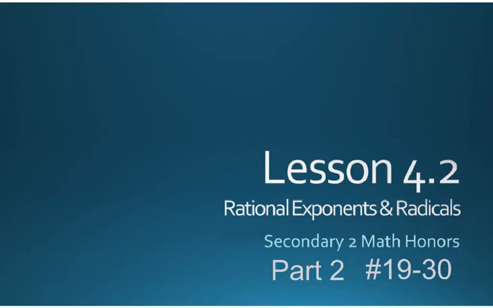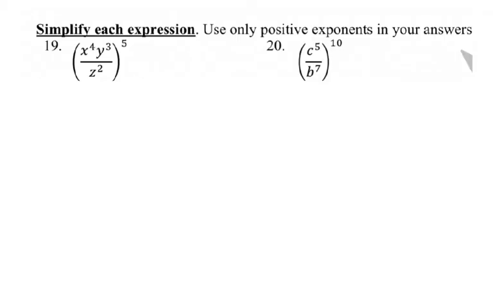This is lesson 4.2, part 2. We're now going to use what we've just talked about with properties of exponents and the rules that we've talked about to simplify expressions. We're going to use only positive exponents in our answers, so that means your answer is not going to have anything negative, but we're going to use the rules that we just found.